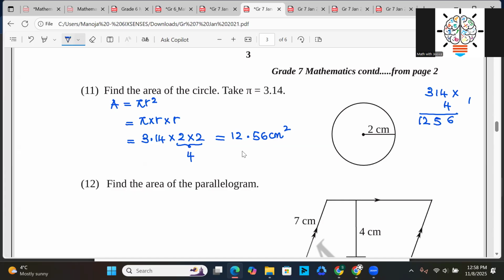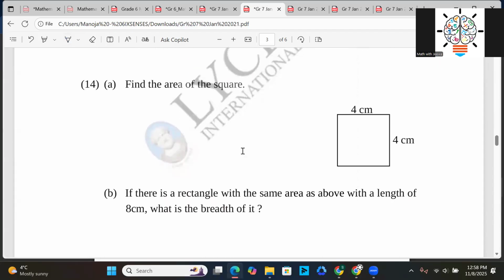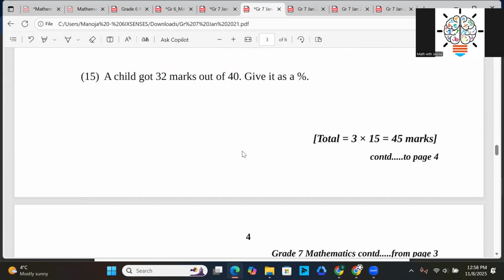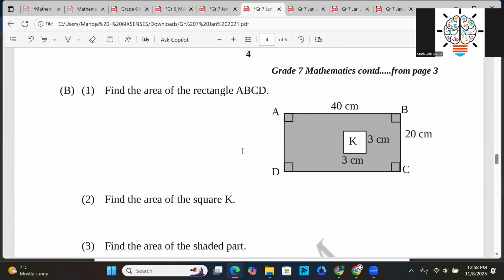Okay. 3.14 multiplied by 4. 4 times 4, 16. 4 times 1, 4, plus 1, 5. And 4 times 3, 12. So that is 12.56. Then we will move to, wait, I want to double check. It is, yeah, 3.14 into 2 into 2, 12.56 centimeters squared. Then we will check whether we have any other questions related to this topic.